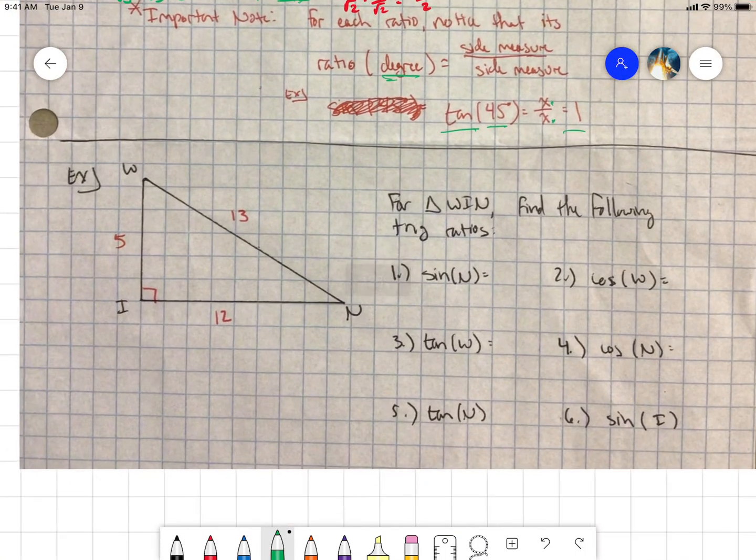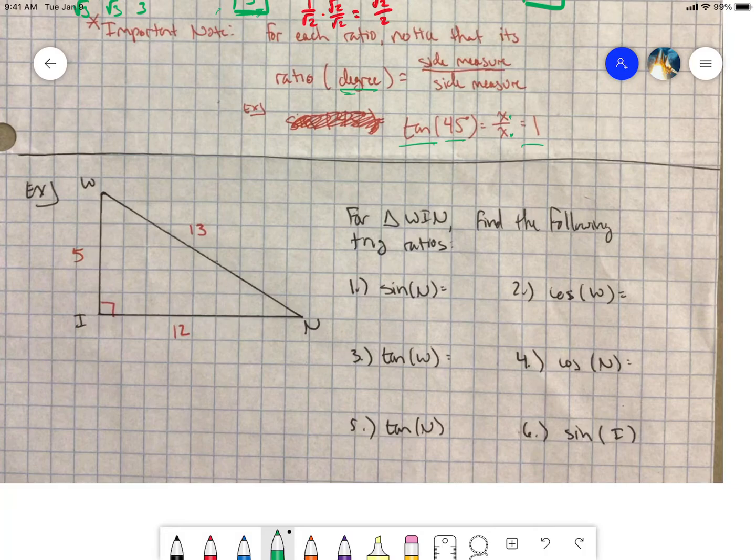Now, one more example here before I kick you guys to your homework for today. I want you to try to write the ratios for this triangle. So I've got a 5, 12, and 13 right triangle. I want you to try and write the ratios for these ones. So I want you to find sine of n, cosine of w, tangent of w, cosine of n, tangent of n, and sine of I. Remember that phrase: SOH CAH TOA.